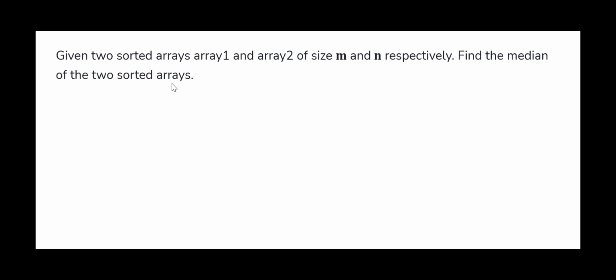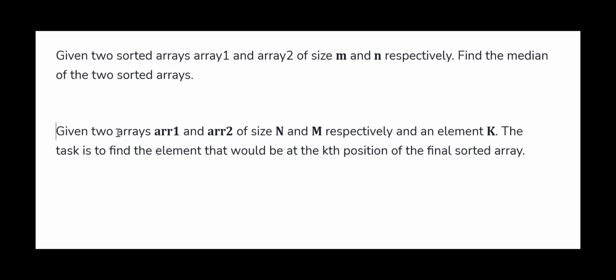As we know that we are learning DSA concept wise, so we will try to solve this problem based on the concept that we learned while finding the kth element of two sorted arrays. If you see here, in that problem, we were given two arrays, array 1 and array 2, of size n and m respectively, and an element k. And we need to find the kth position of the final sorted array.